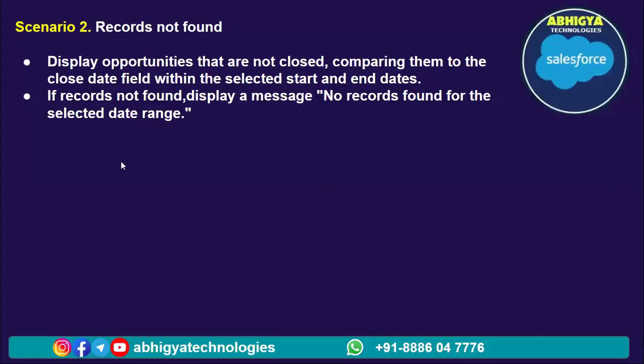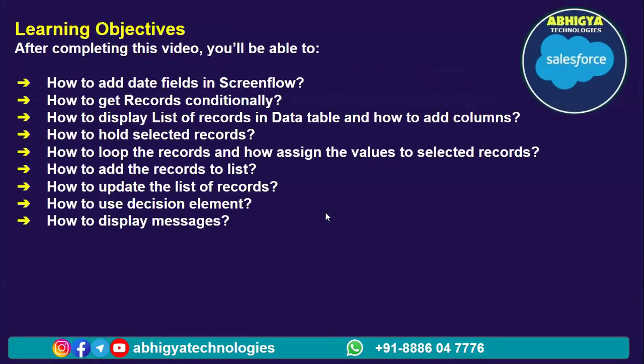So, after completion of this use case, you learned these things: how to add the date fields into the screen flow and how to get the records conditionally, right? We have to select the start date and end date, and the records which are not closed, we get conditionally. And how to display the list of records in the data table. We are using the data table, and how to add the columns in the data table as well. And after that, how to hold the selected record. This is also implemented, right?